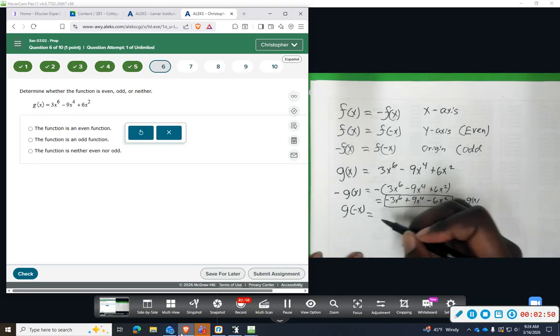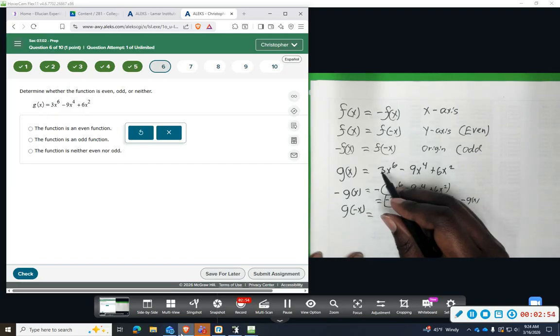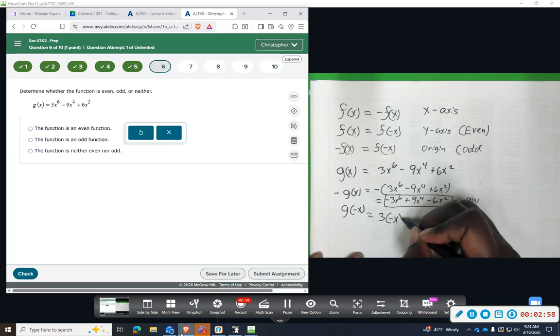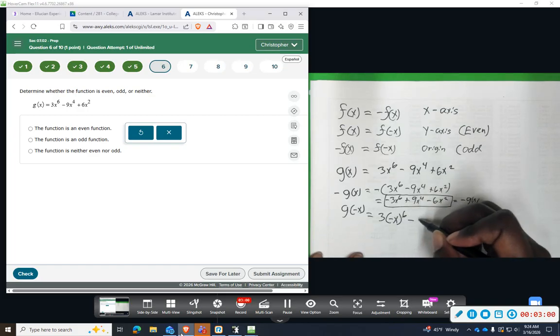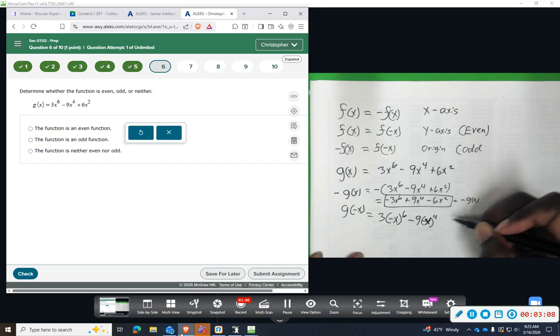All right, and then g of negative x. So what that means is we're going to plug in a negative x. So we have our original function, 3 times negative x to the 6th, minus 9 times negative x to the 4th, plus 6 times negative x squared.